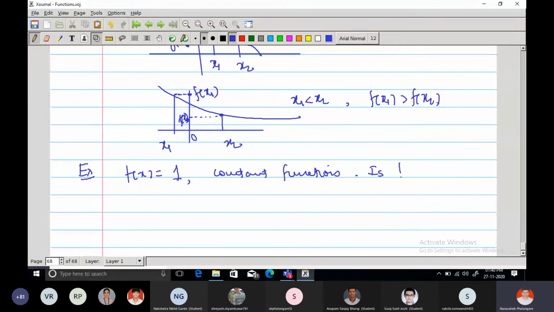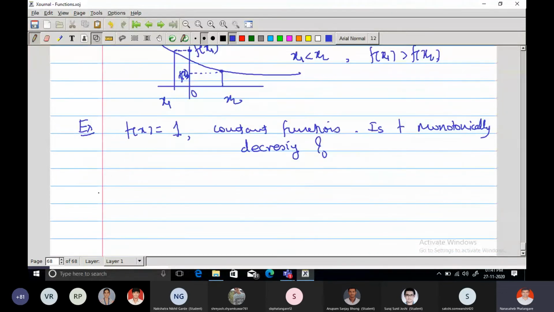So f of x is equal to 1, a constant. So is f monotonically decreasing? Is the answer yes? Yes. Monotonically decreasing means non-increasing.